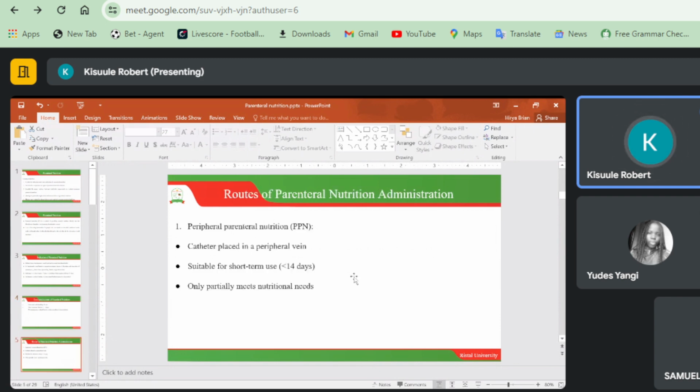Okay. So what are the routes for parenteral nutrition administration? Earlier on in our second engagement, we had looked at the peripheral parenteral nutrition, which would abbreviate as PPN. Then we had also looked at, in this, we are talking of the catheter being placed at the peripheral vein. Okay, this is suitable for short-term use. When we talk of peripherals, I hope we understand what peripherals are. Peripherals are the limbs, surely, the legs, the arms. Okay, those are the peripheral areas.